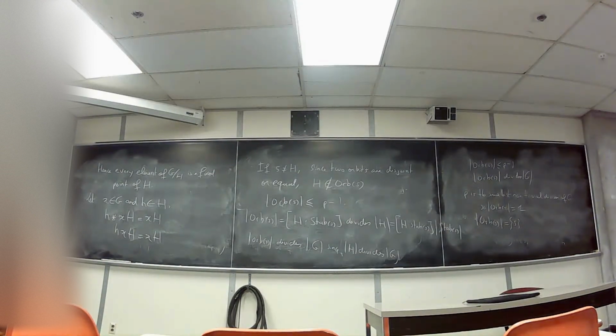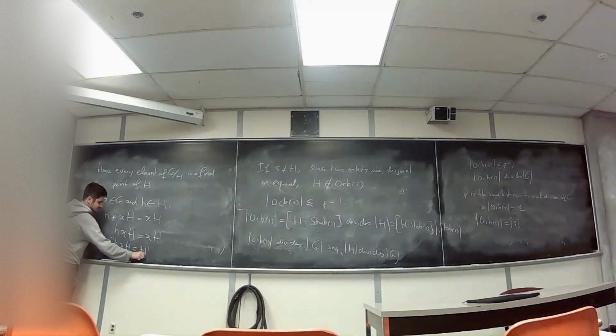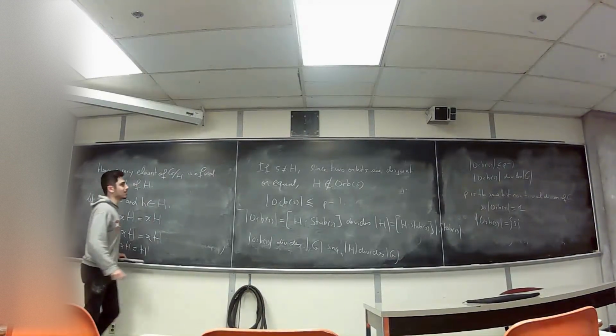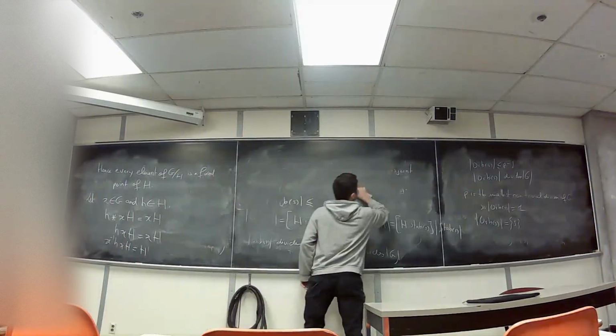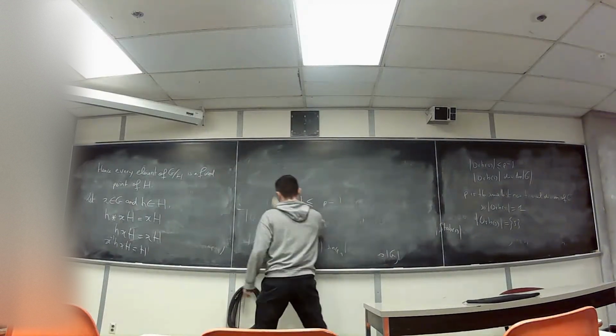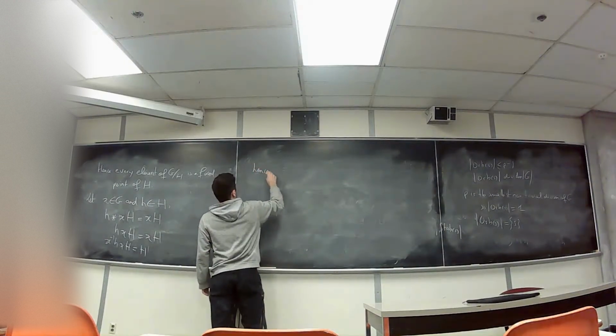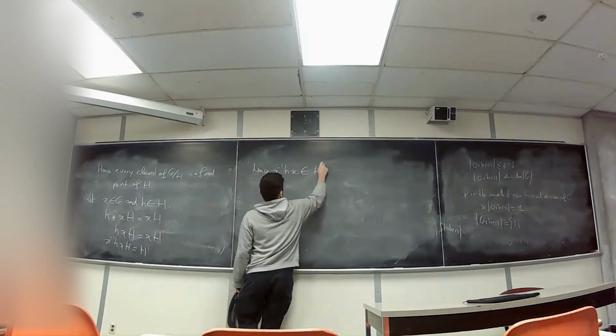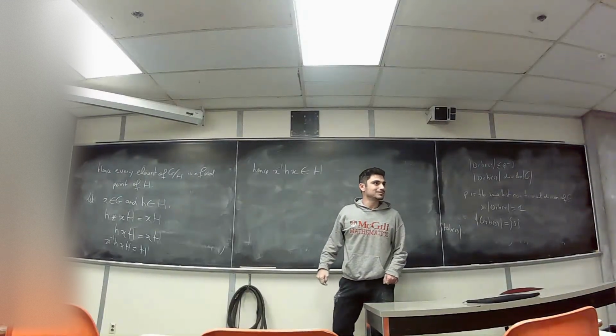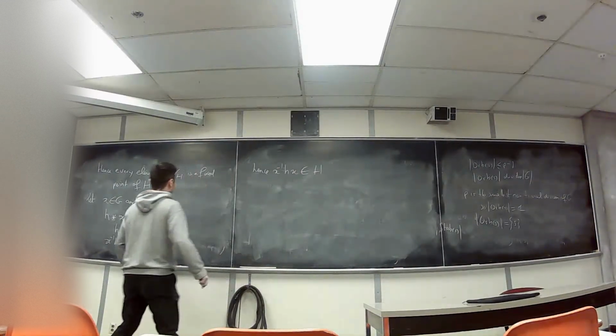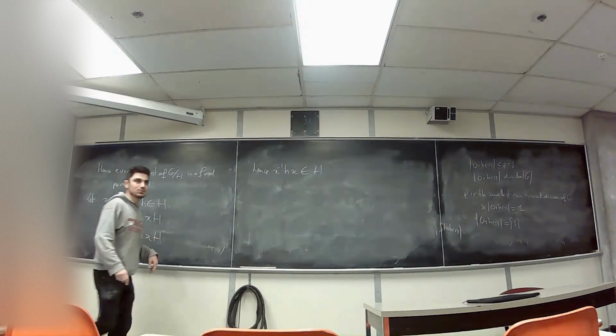What do you do now? Someone else? Bring x over. So x inverse hxH is equal to H. What can I say about x inverse hx? It belongs to H. Right. x inverse hx. Okay. Now x and h were arbitrary, right? So x in G and h in H were arbitrary. So H is normal in G.